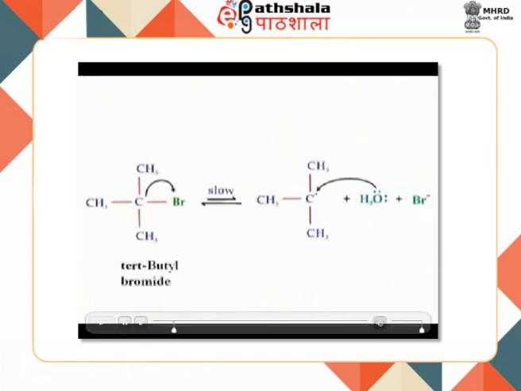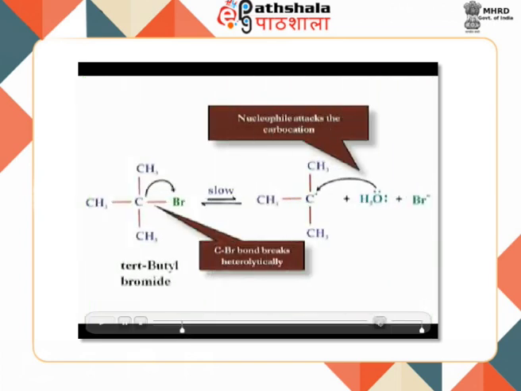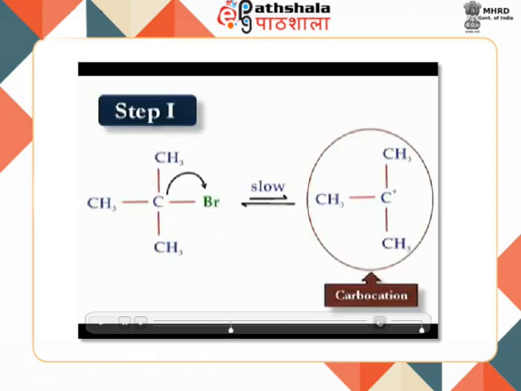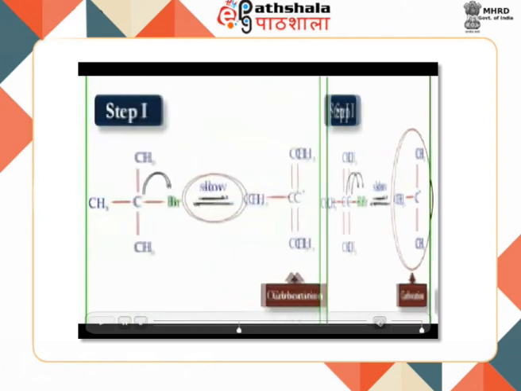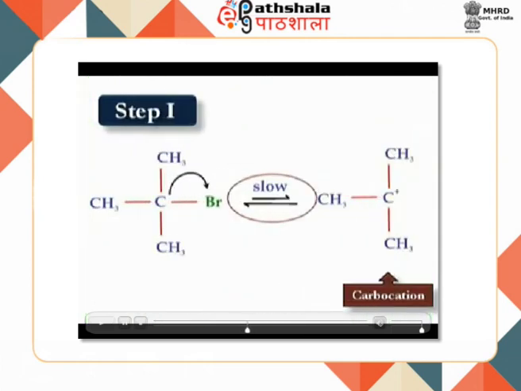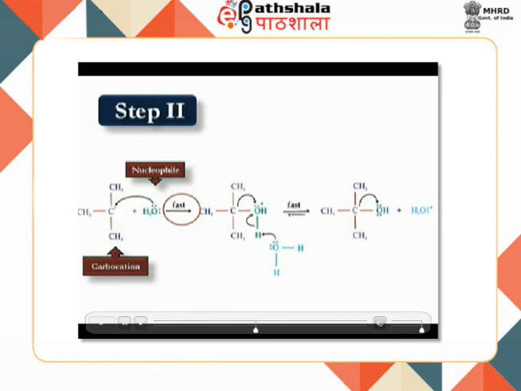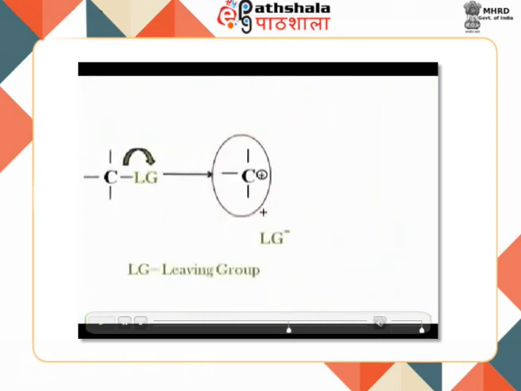The reaction of tertiary butyl bromide with the water molecule under acidic conditions is a type of substitution nucleophilic unimolecular, that is SN1 reaction. SN1 reaction proceeds in two steps. Step 1 is formation of a carbocation. It is a slow step. Step 2 is capture of the carbocation by a nucleophile. It is a fast step. The more stable the carbocation.